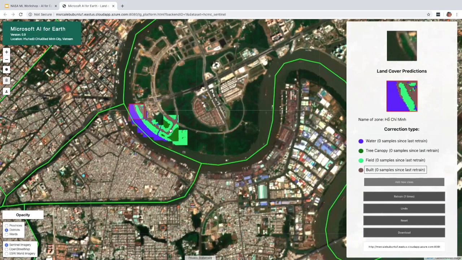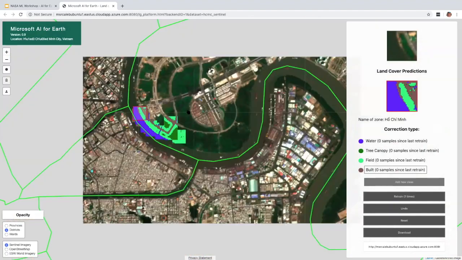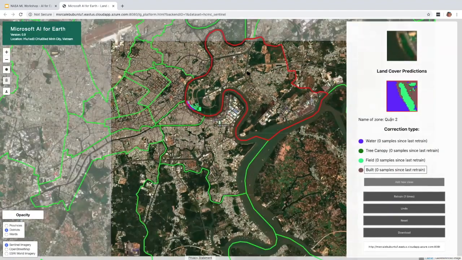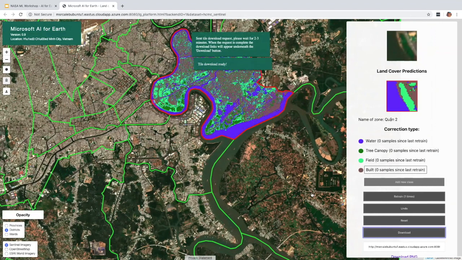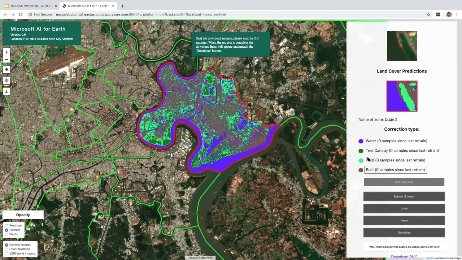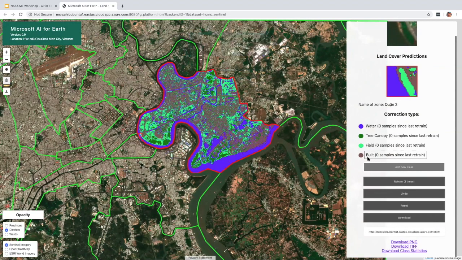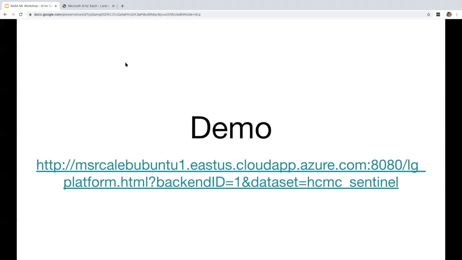So just a final thing, once someone has iterated on this process for a while and are happy with the model that they're observing, they can then run the model over a larger area by clicking download, right? So now this model that I've just fine-tuned is being run over this much larger area, and you can see the results here. And then they can go down and download this as a GeoTIFF, or maybe get class statistics over this area. So back to the slides.